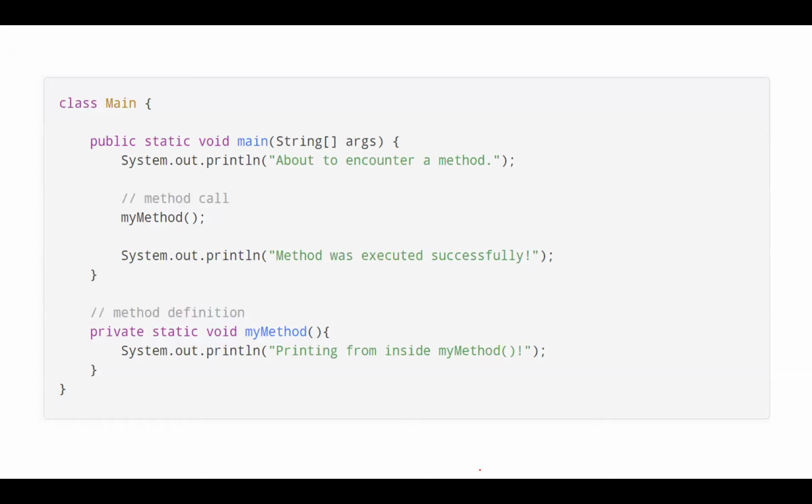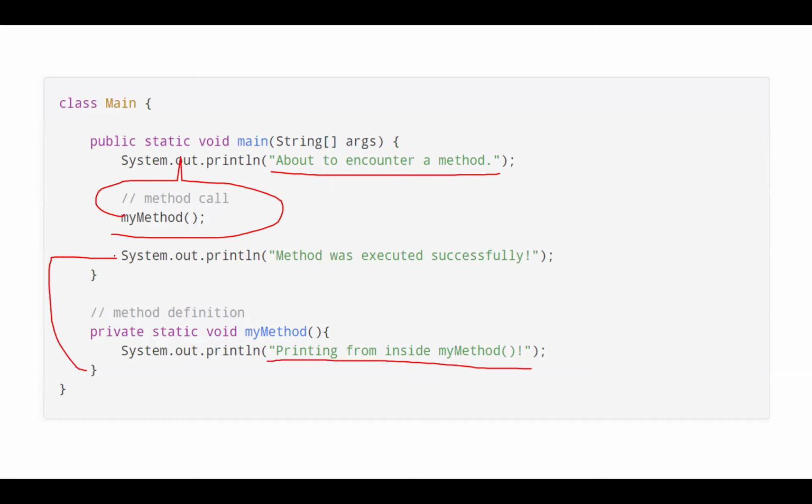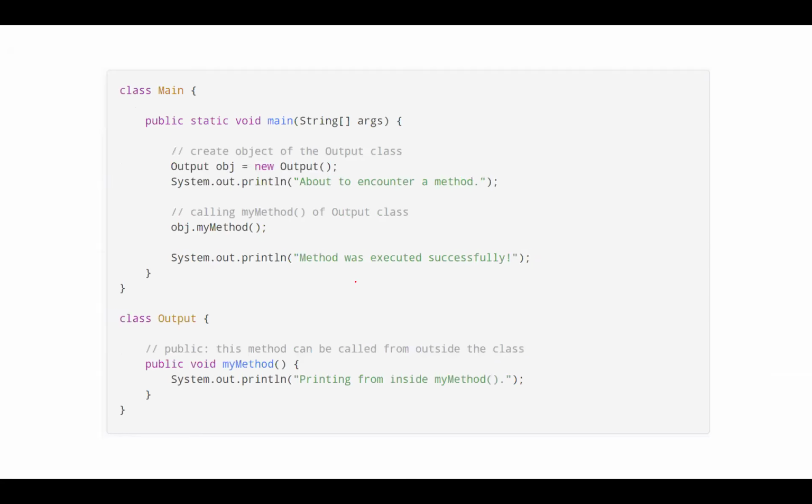In this specific code, first you encounter a method, then you are calling my method, then it will print from inside my method. As soon as this is done, it will come back over here and it will print method was executed successfully.